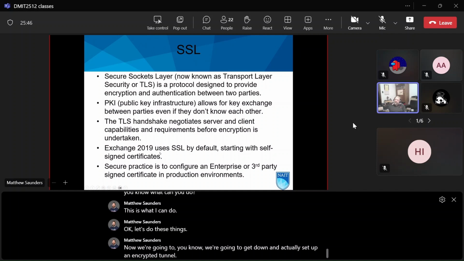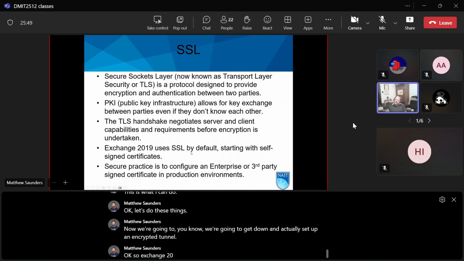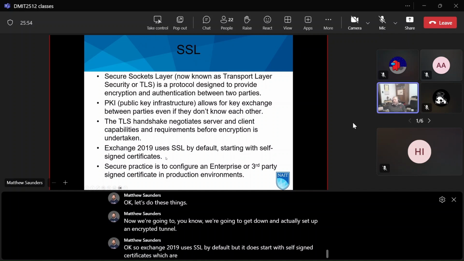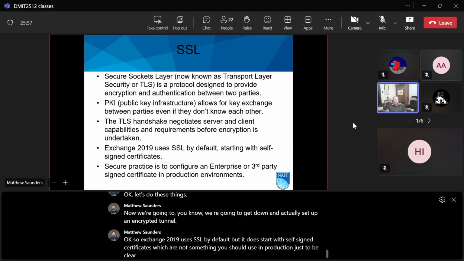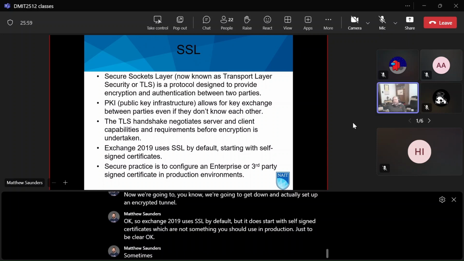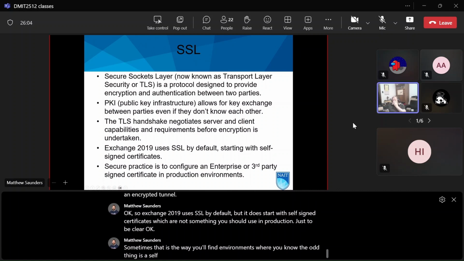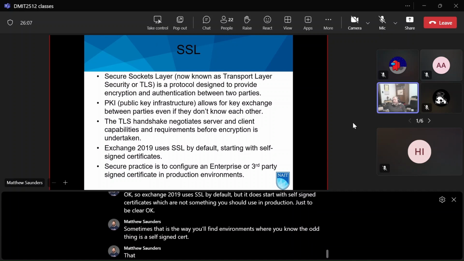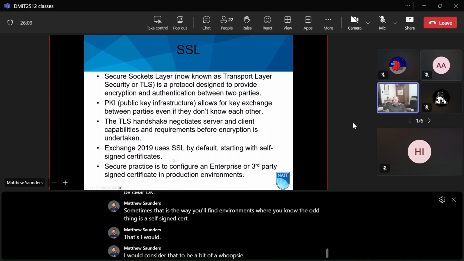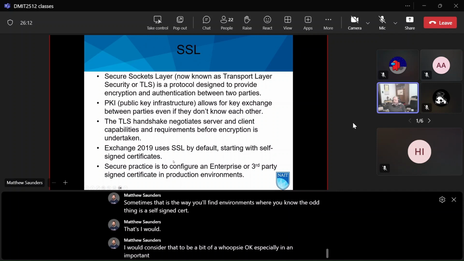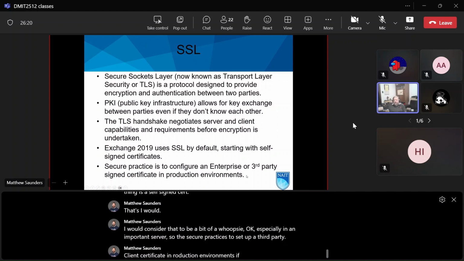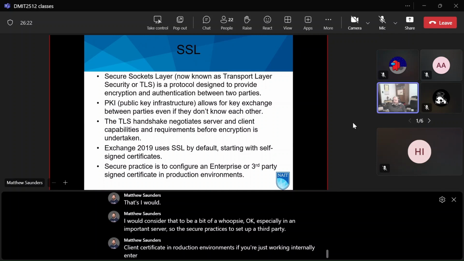So Exchange 2019 uses SSL by default, but it does start with self-signed certificates, which are not something you should use in production, just to be clear. Sometimes you'll find environments where, oddly, there is a self-signed cert. I would consider that to be a bit of a whoopsie, especially on an important server. So the secure practice is to set up a third-party signed certificate in production environments. If you're just working internally, enterprise is good enough.